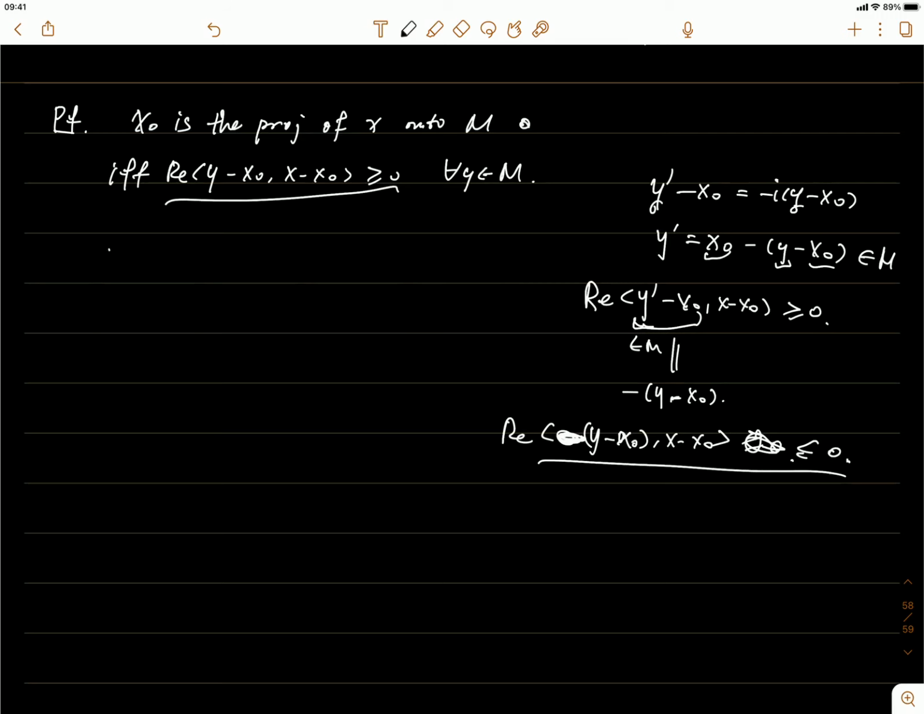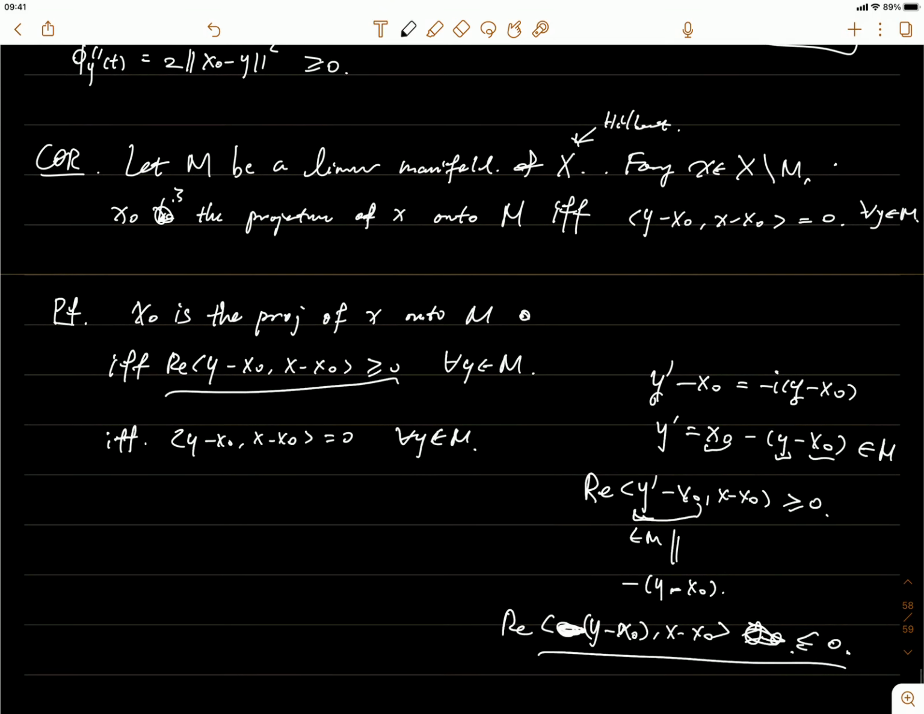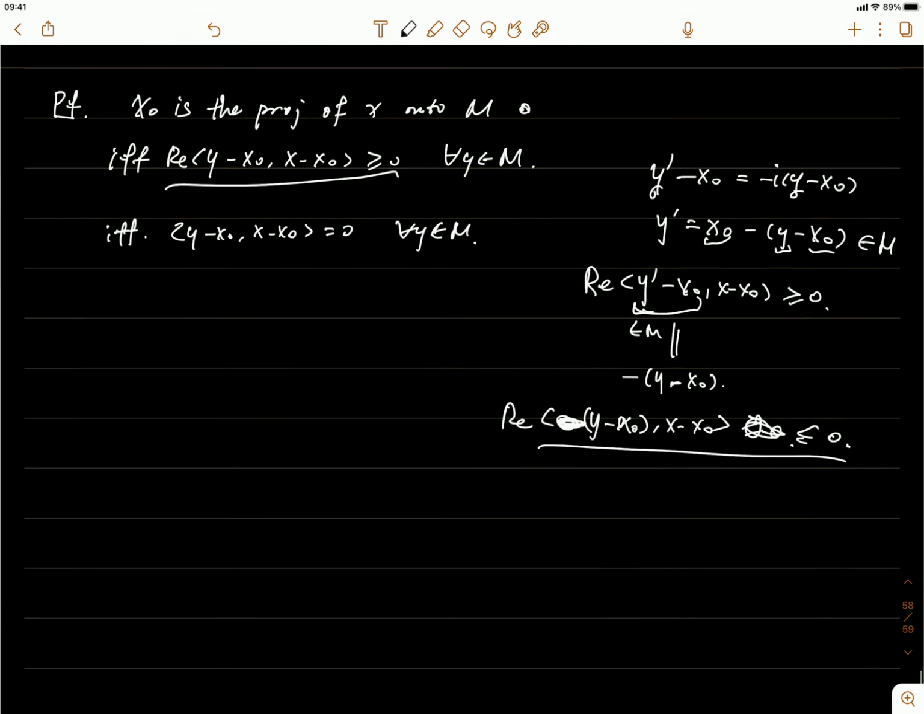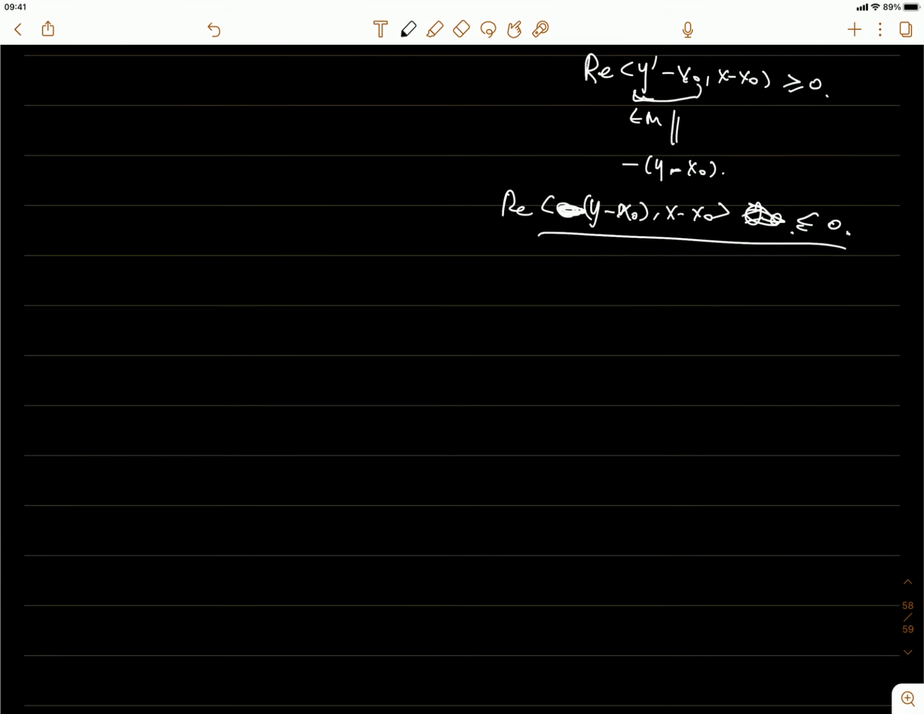Okay, and you can easily show that this just means that the inner product of y minus x naught and x minus x naught is equal to 0 for any y in M. So that's for a linear manifold, the result can actually be even stronger. That's the corollary here.